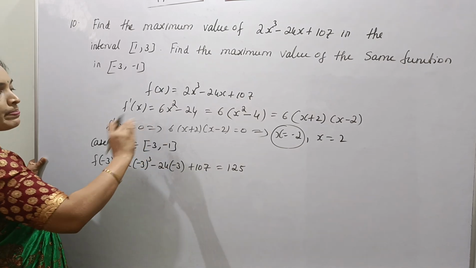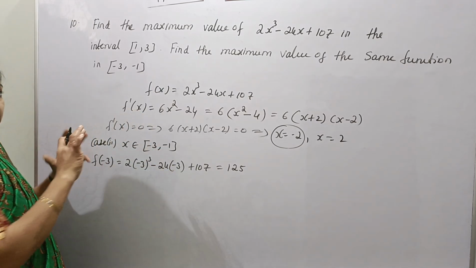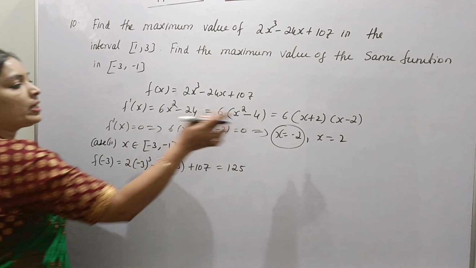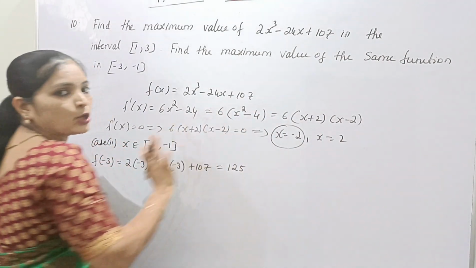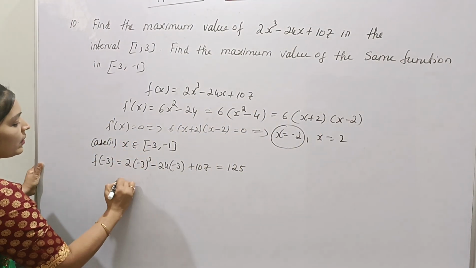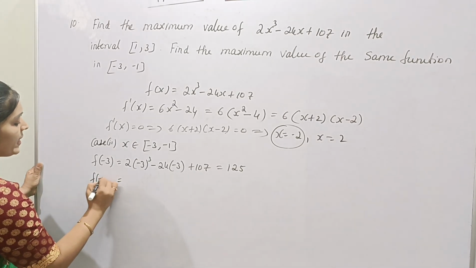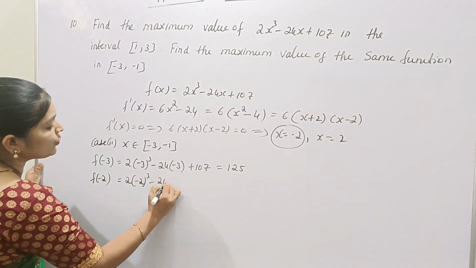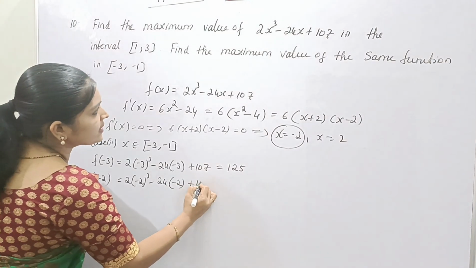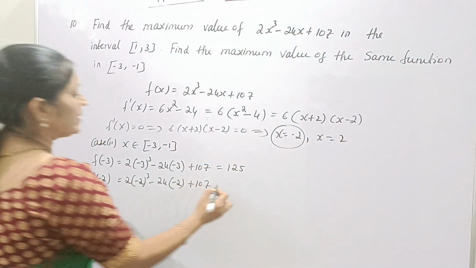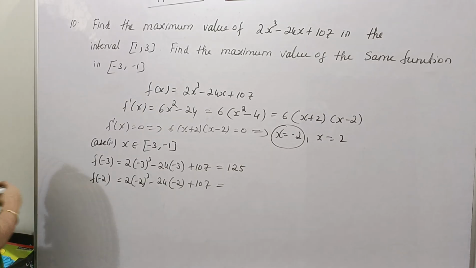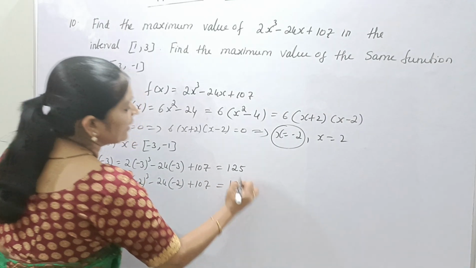Our interval is minus 3 to minus 1. So what are the integers? Minus 3, minus 2, minus 1, right? So here minus 2 is included, but 2 is not included. So f of minus 2 is 2 into minus 2 cube minus 24 into minus 2 plus 107, that is equal to 139.